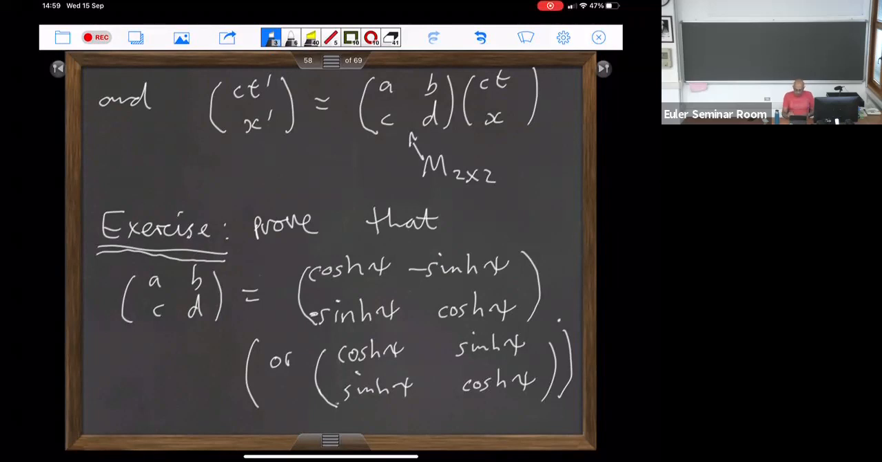So prove that the most general form is the one given here. That's the exercise. You'll either get this matrix or the one below it, but these are the same matrix up to a redefinition of psi. So the one at the bottom is psi. If I take the one at the bottom and change psi to minus psi, I get the one at the top. In fact, these two matrices are inverses of each other.